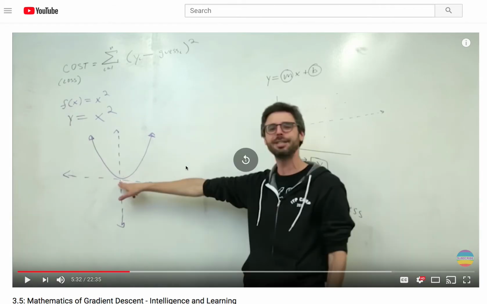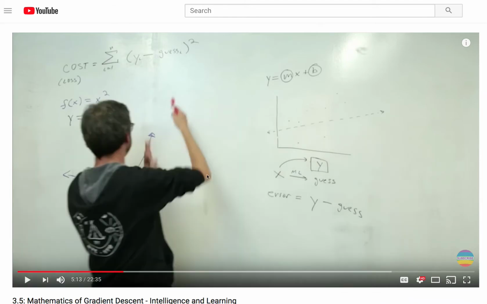I guess I should talk about what we're eventually going to do here. We're going to take this cost function and get the derivative of it. And when we get the derivative of it, we're going to use it to tell us how much we should change the m by, which direction the m should change, to the left or to the right, so that we can minimize the cost.